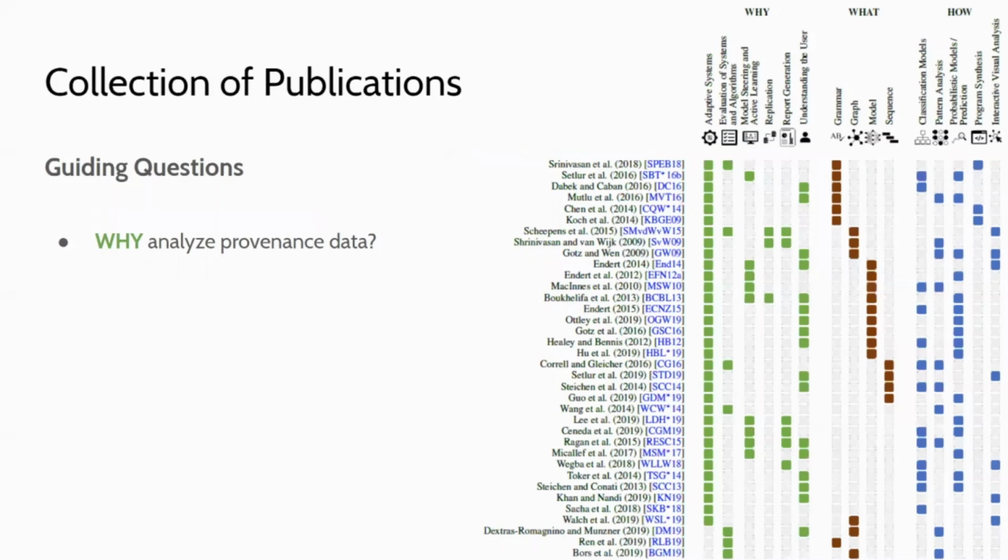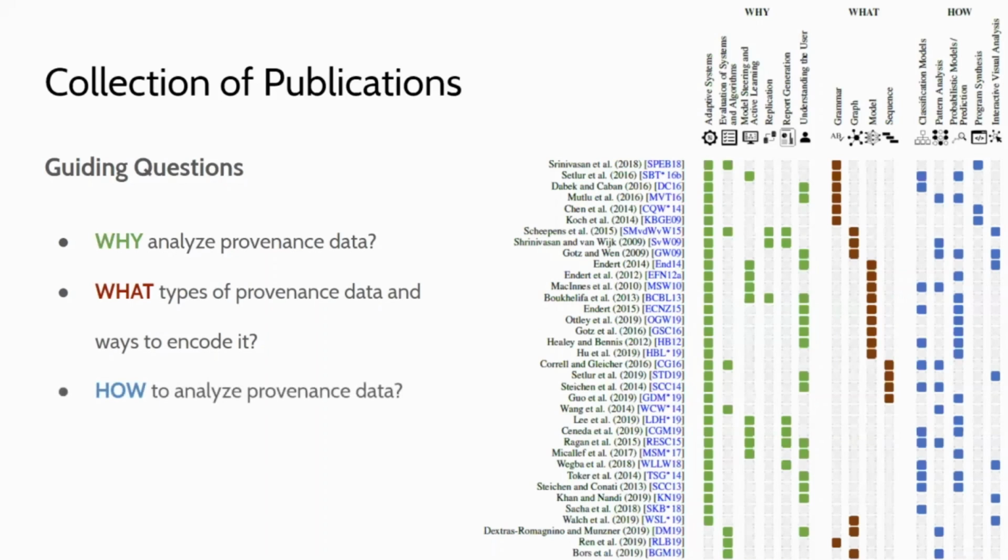We collected all papers and displayed them in a static table in our paper. The categories are highlighted in the respective color for why to analyze provenance data in green, what types of provenance data and ways to encode it in brown, and how to analyze provenance data in blue.